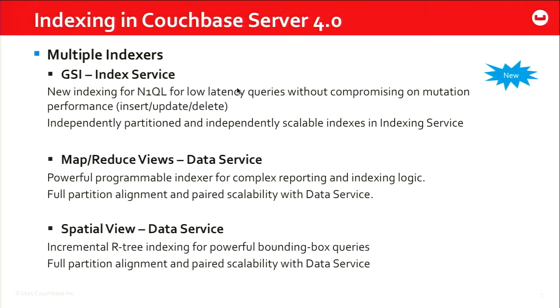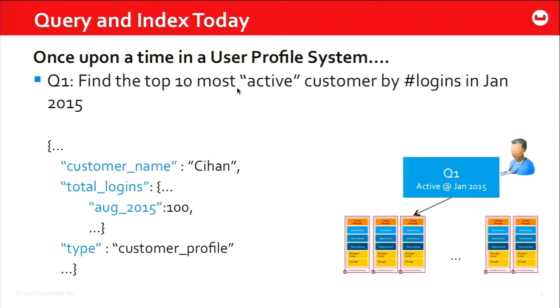As I said in the beginning, you'll ask yourself, which one do I use for what? Spatial is kind of obvious, but the other two are a little more interesting. So let me walk you through an example. Let's assume this is a user profile system, and you want to ask this question: I want to find the most monthly active users, the top 10 most active users for the month of January in 2015. My document is configured fairly nicely and is friendly to this kind of question. I have something called total logins within my document that keeps track of how many logins everybody did per month.